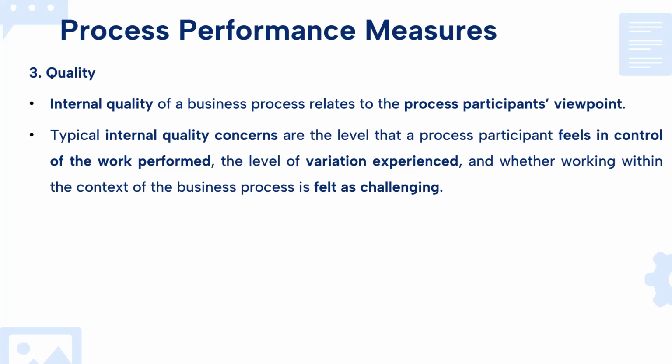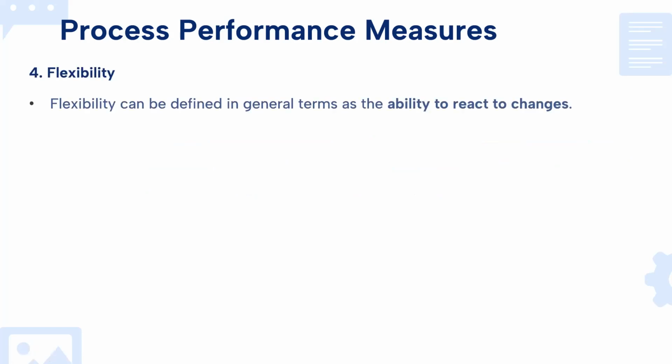Mainly Six Sigma focuses on reducing the variations. Likewise, we can use those methods, and we also consider whether working within the context of the business process is felt as challenging. We have to consider those aspects when we consider internal quality. And finally, we have to consider flexibility. Flexibility means the ability to react to changes.